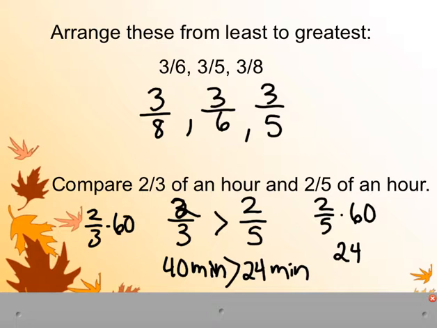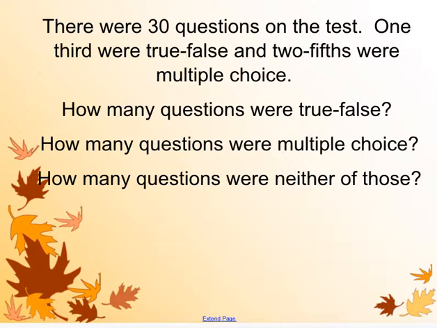Now let's do an example where in this one actually we have some different denominators, but we still need to be able to compare them. So let's say you have a test coming up and your teacher says there are 30 questions on the test, 1/3 are true false, 2/5 are multiple choice, and the rest of them are going to be short answer. We need to know how many questions were true false, how many were multiple choice, and how many are going to be those short answer questions.